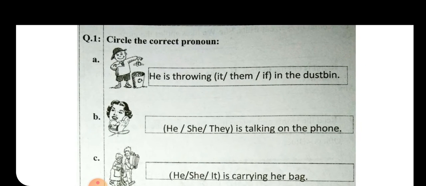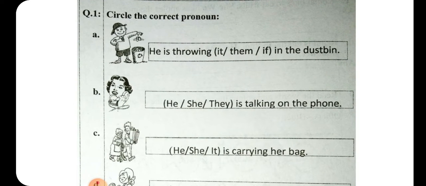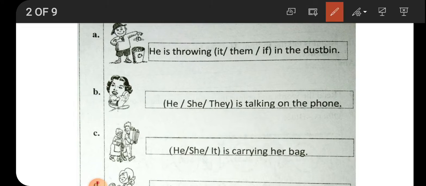Now, the first exercise, question number 1, says circle the correct pronoun. It means you have to select the correct pronoun which is given in the bracket. First, observe the picture carefully. He is throwing dash, means dash. Here it is dash, and there are 3 options: it, them, if, in the dustbin. Now you know that for non-living things and for animals, we use the pronoun it. He is throwing it in the dustbin.